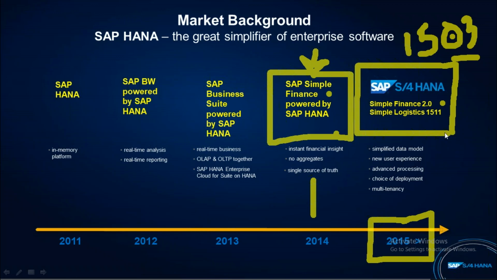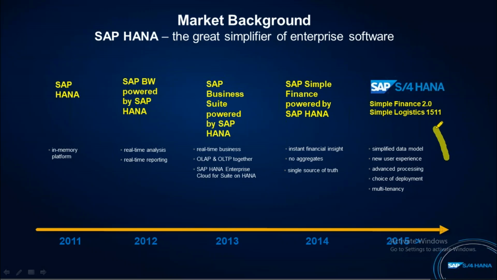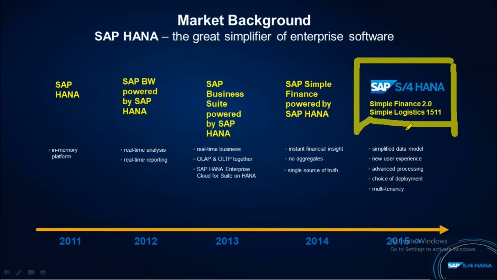Then you have here the 1511. 1511 over here is the 2015 November edition in which the entire logistics modules, so we have SD for sales and distribution, material management with the purchasing, procurement, the inventory, the production planning, the QM, and other submodules of the logistics were launched on the November edition of 2015. So this is the official S/4HANA on 1503 and 1511.